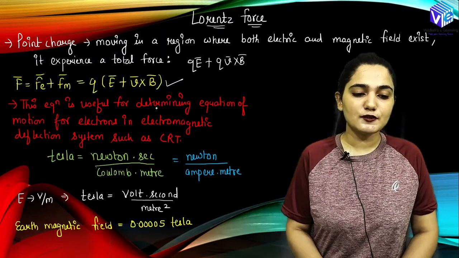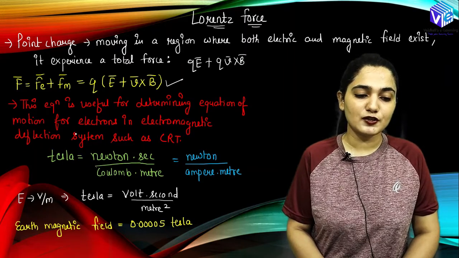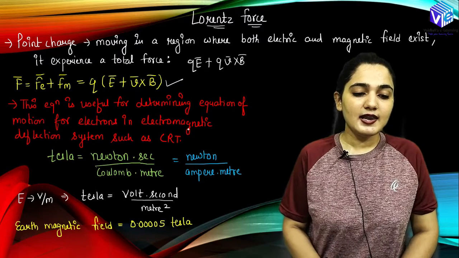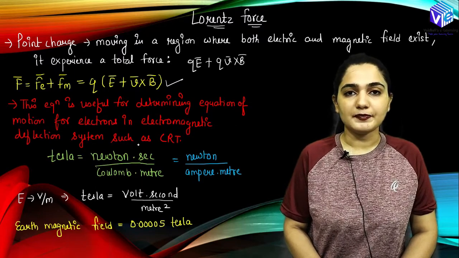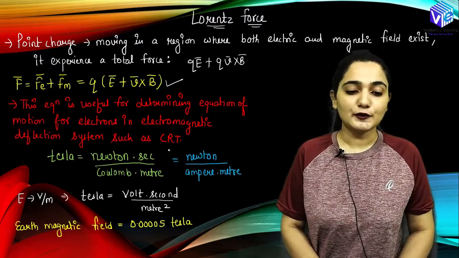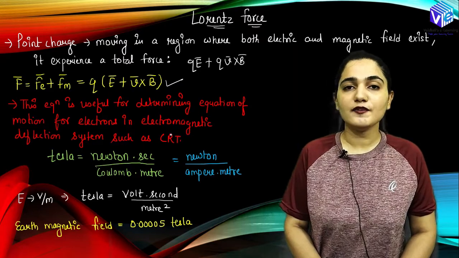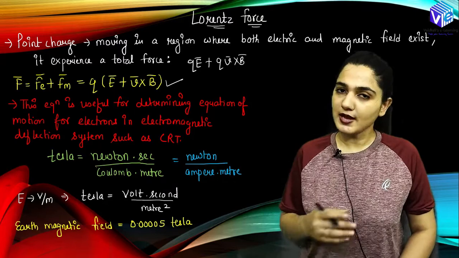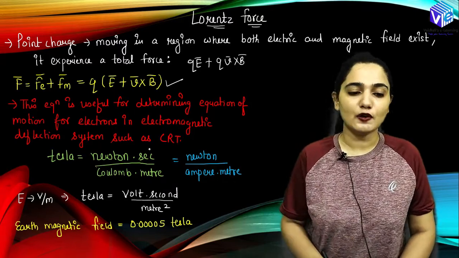This equation is useful for determining the equation of motion for the electrons which are having the electromagnetic deflection system, right? Such as the cathode ray tube. In the cathode ray tube, if I want to find out what is the actual force acting on the electrons, I can find it out with the help of the Lorentz force.